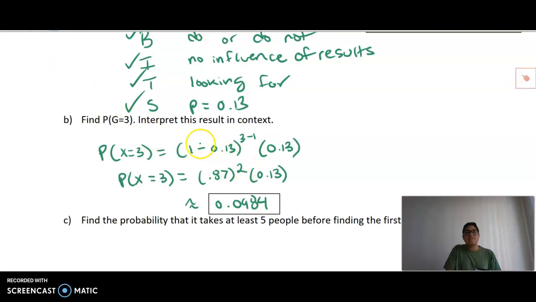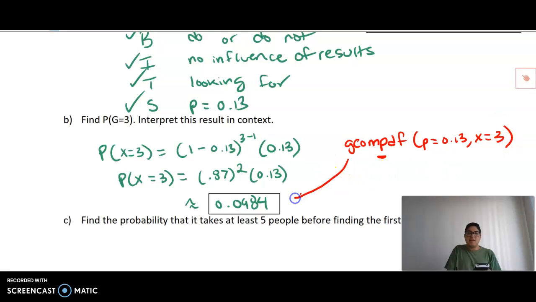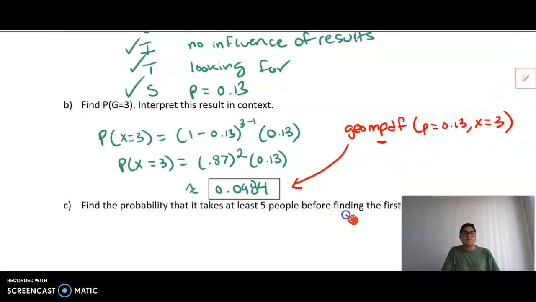Okay, so now you can also do this in the calculator. Again, you're going to hit that second vars command, and you're going to go to geometpdf, because you want a precise value. I'm just going to label my calculator input. So geometric PDF, I've got p equal to 0.13 and x equal to 3. And lo and behold, when I compute that, I'm going to get the same answer. But I don't really trust myself or math, so let's see. Same answer, we're good. Geometric PDF to the rescue.